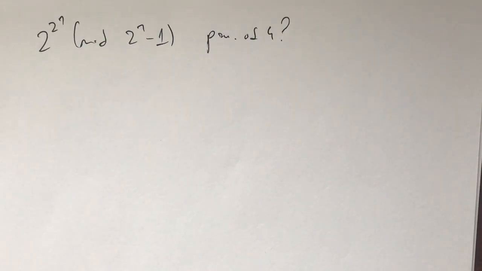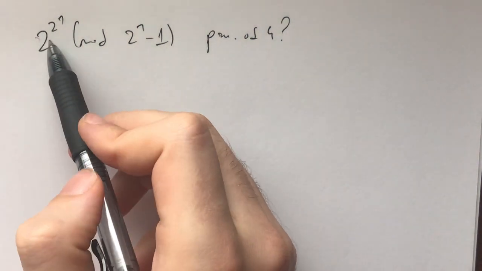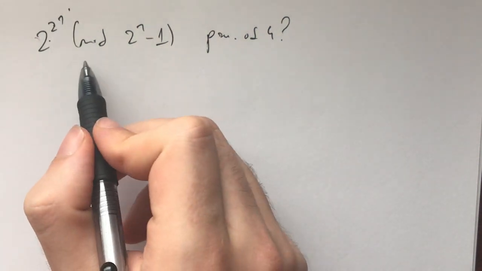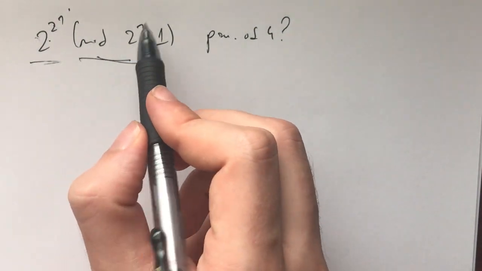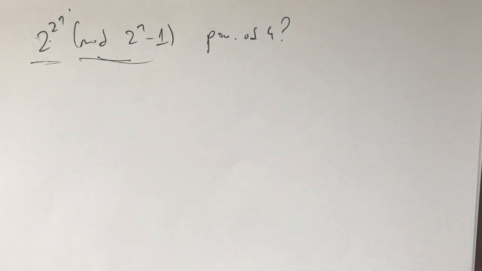What I like about this problem is that it gives you a question: is the remainder when you divide 2 to the 2 to the n by 2 to the n minus 1 always a power of 4? It's a very cool problem. It doesn't tell you if it is or it isn't, it tells you to find out.